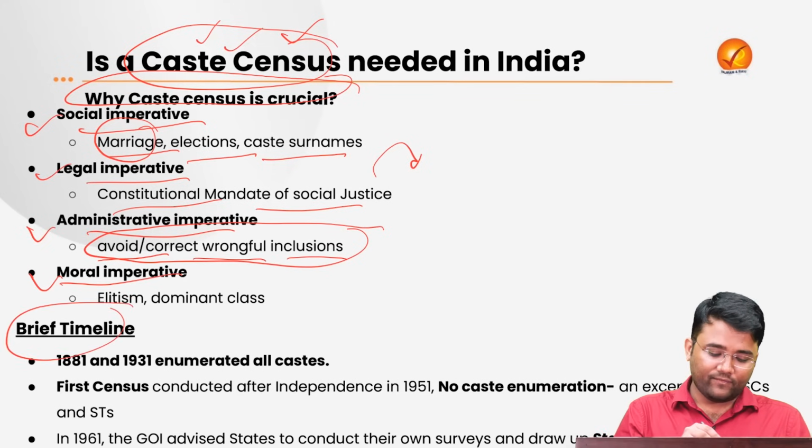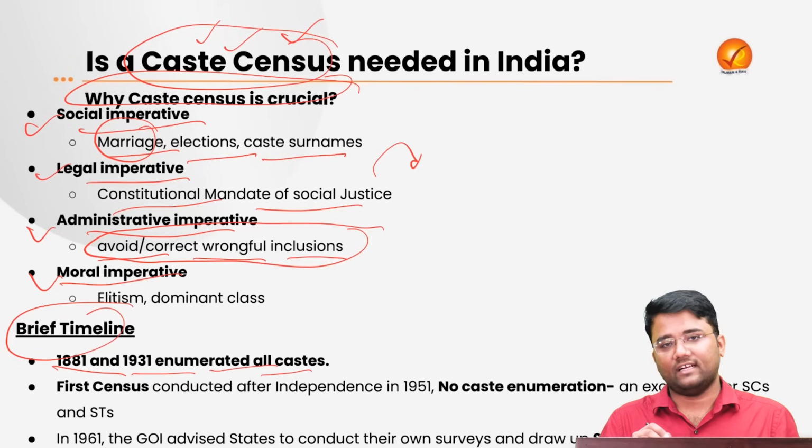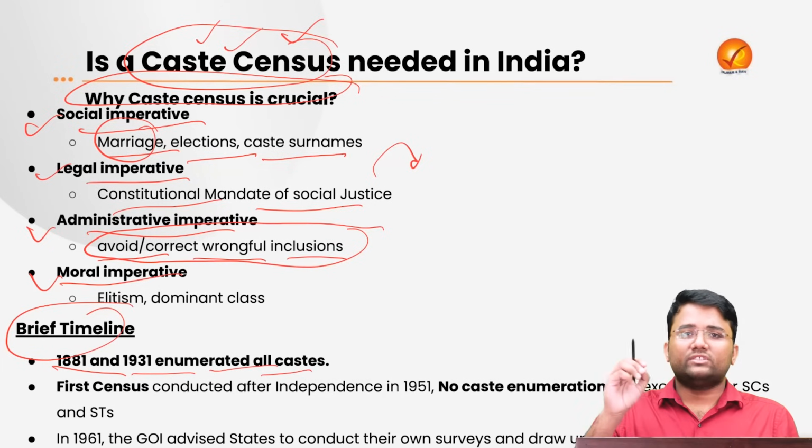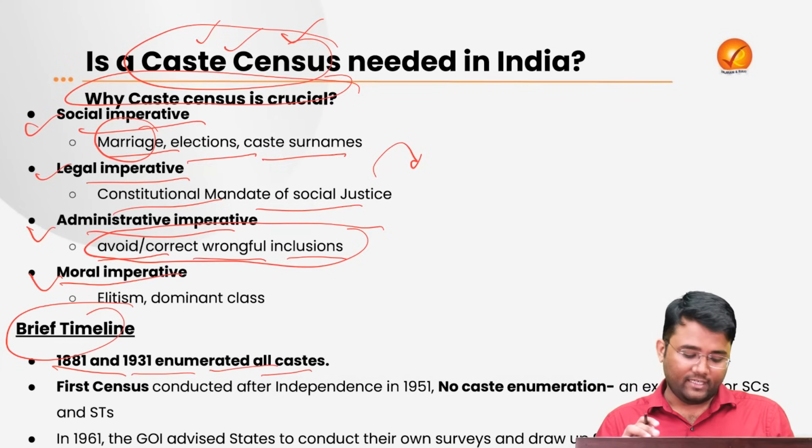If we talk about a brief timeline, the 1881 and 1931 census enumerated all caste. Now you tell me in the comment box who was the Viceroy of India when the first official census of India was conducted.